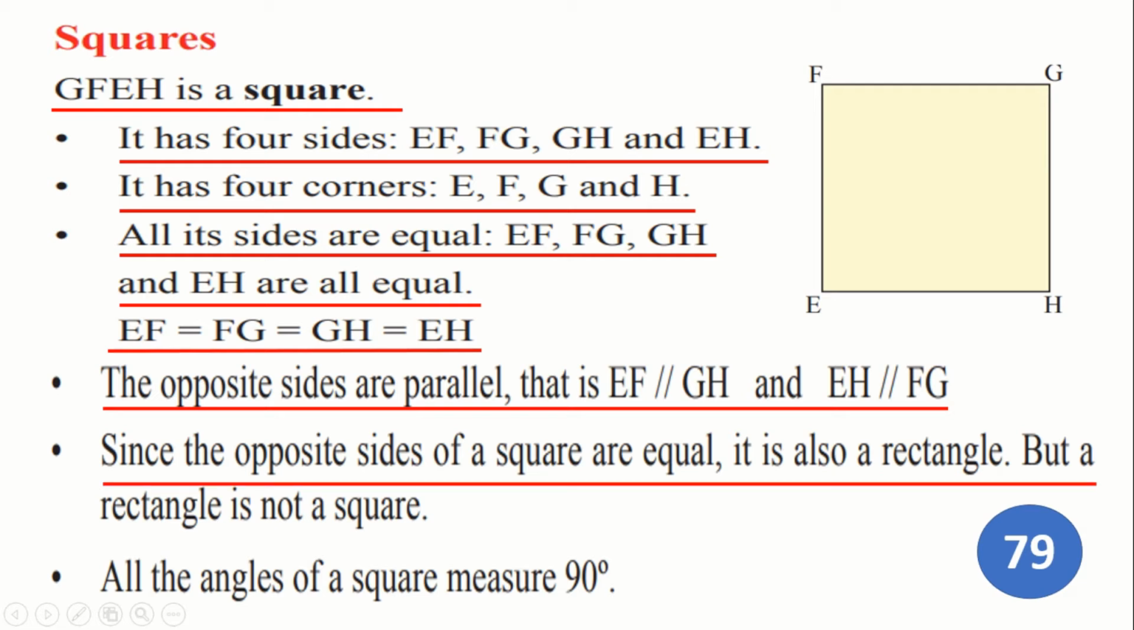Since the opposite sides of a square are equal, it is also a rectangle. But a rectangle is not a square. All the angles of a square measure 90 degrees. Okay, students?